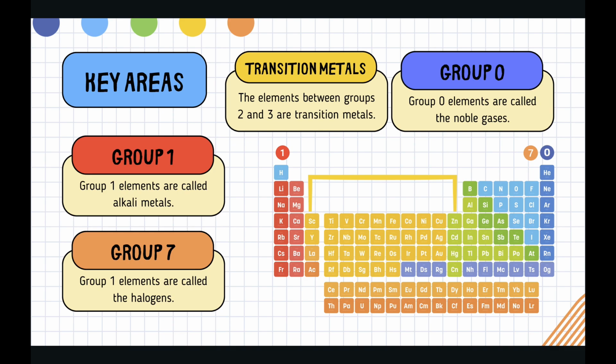Now, a key area to focus on is group 1, which is called the alkali metals. Group 7 elements are called halogens. The transition metals are in between group 2 and 3, and they are depicted as yellowish here. And group 0 elements are the noble gases.